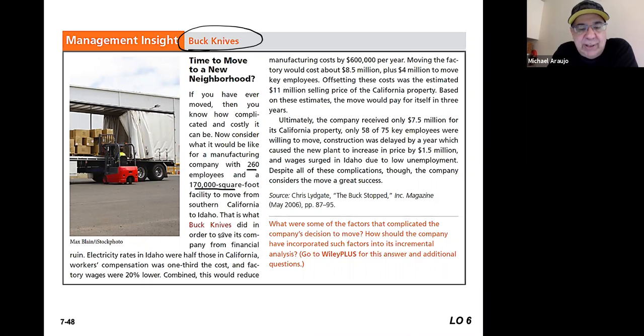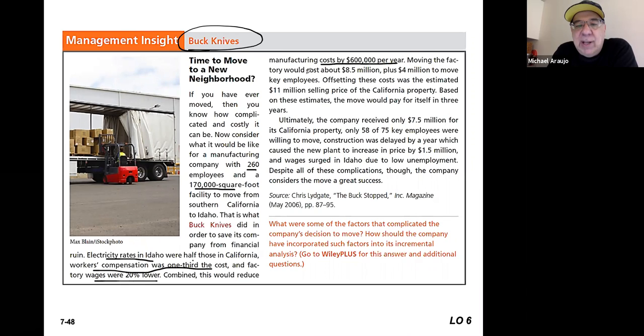So what did they do? Well, they looked at it from a financial, incremental analysis piece. First of all, electricity rates in Idaho were half the cost of California. And in this particular time period, electric rates were extremely high in California. Workers' compensation, which is a cost to the company, was a third of the cost it was in California. And wages were 20% lower. Combined, this would reduce manufacturing costs by $600,000 per year.